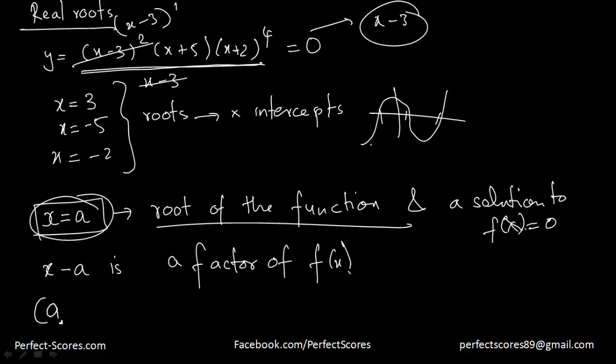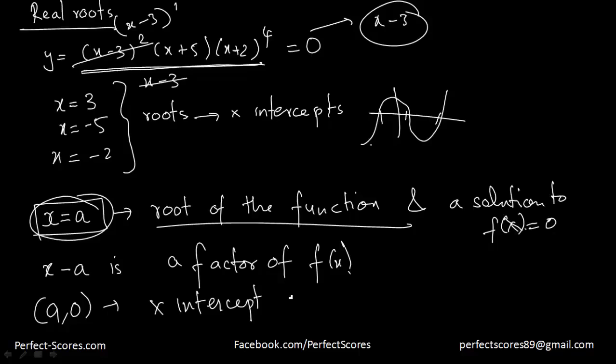And similarly, a comma 0 is the x-intercept of the function, as something that we've already talked about. So when I say x is equal to a, I mean to say that it's the root of the function and it's a solution to f of x equal to 0. Apart from that, x minus a is going to be a factor of f of x and a comma 0 is going to be the x-intercept.